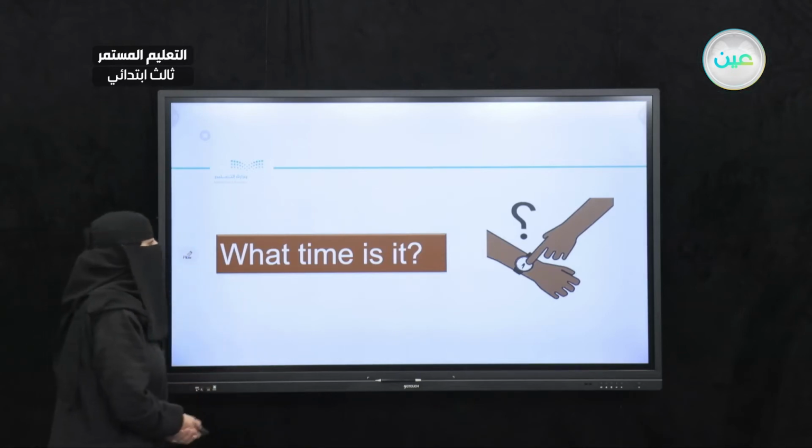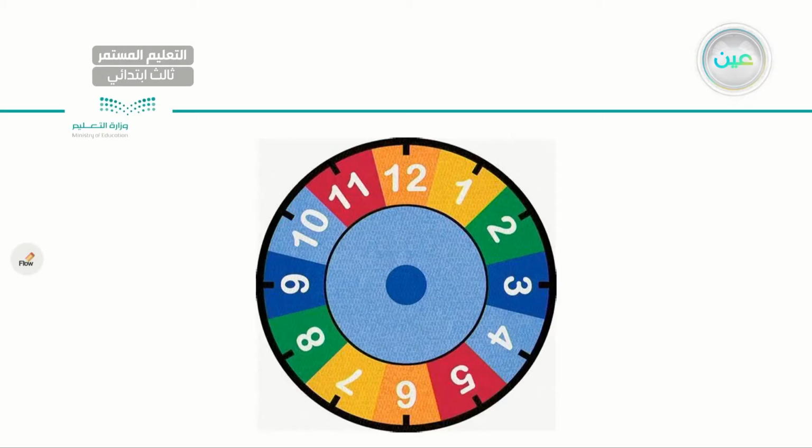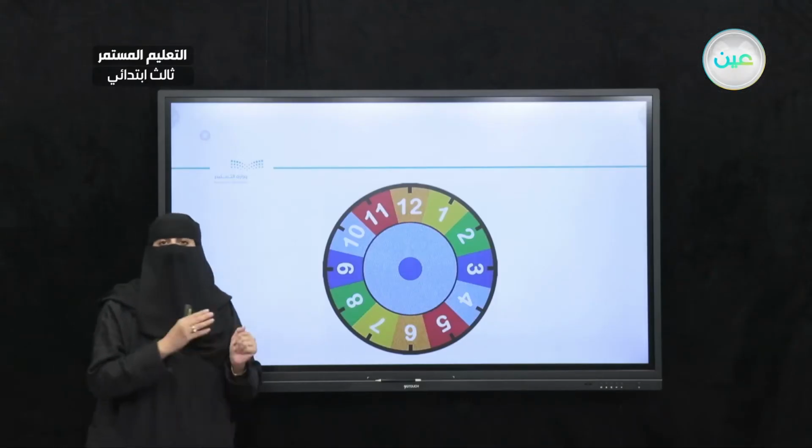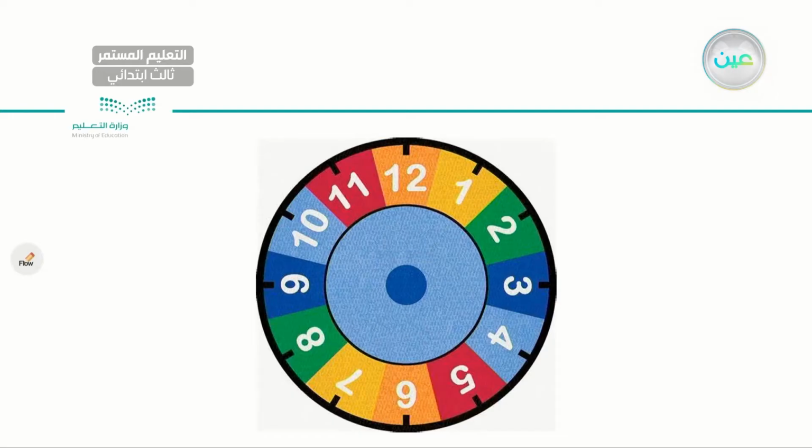Same question. So as you can see, we revised the numbers from number 1 till number 12 because these are the numbers that we can find in our clocks or in our digital watch. Starting from number 1, 2, 3, 4, 5, 6, 7, 8, 9, 10, 11, and 12.